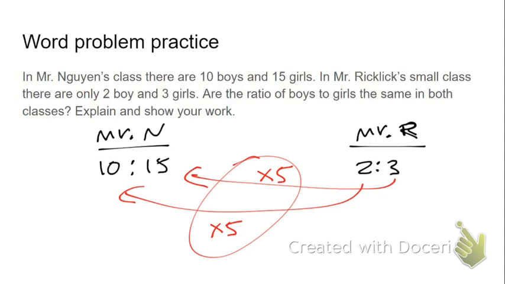So in your explanation, if you did it this way, you can say both ratios are the same because for the ratio for Mr. Ricklick, I can multiply both values by 5 to get the same ratio as for Mr. Noonan. Hopefully that's helpful. It went a little longer than I would hope, but the more information, the better.